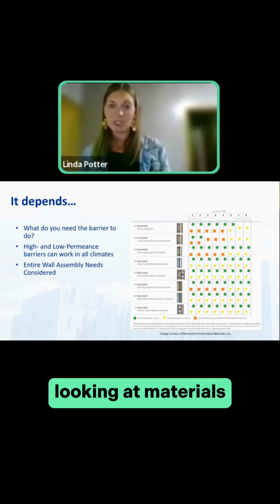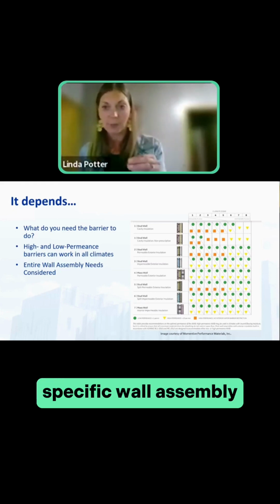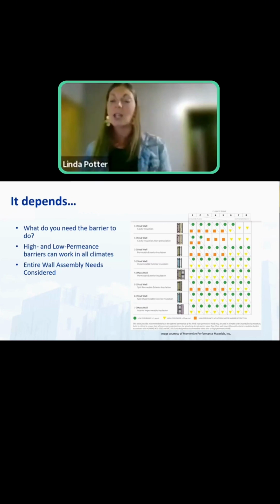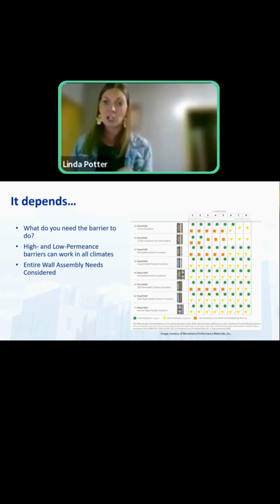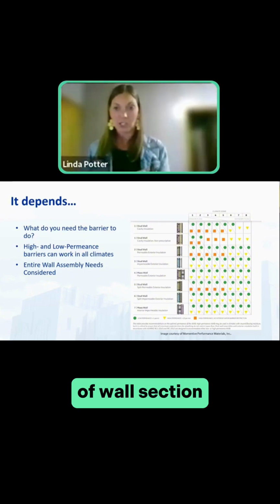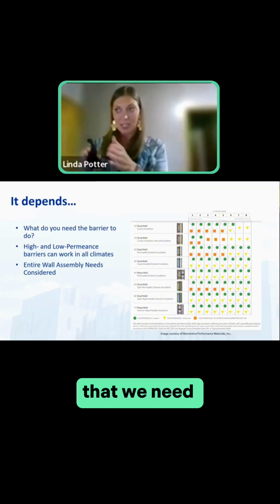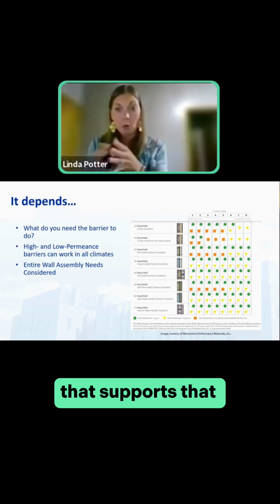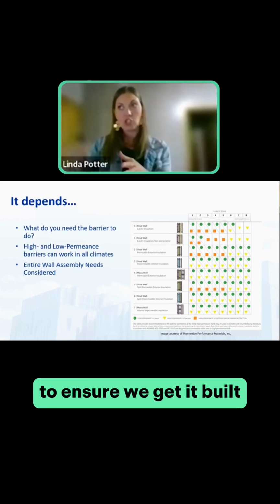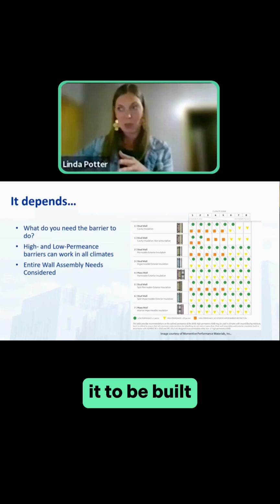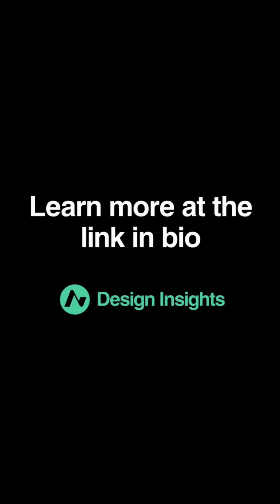So we're not just looking at materials, we're looking at that specific wall assembly on this specific project, which means I've seen a lot of architects start to develop standards of wall sections so that they can start to understand all of the components that we need to go in here that supports that wall assembly to ensure we get it built the way we want it to be built.